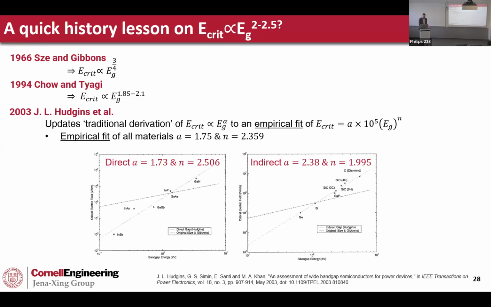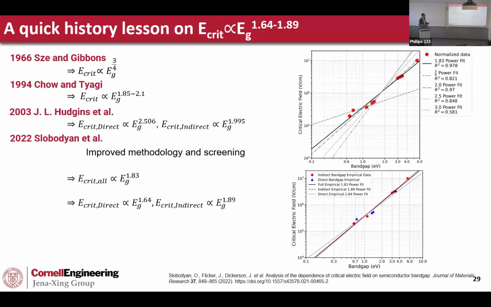This analysis was again done 20 years later by Professor, I'm going to butcher it, I apologize in advance, Slobodian, where he cut out some of the materials where there's been like one paper or not. And to our best knowledge, this is the trend of E-crit to EG. Now, this is useful for me for power electronics because part of the material motivation is this high E-crit. But this is also true for other fields, for example, like avalanche photodiodes, where you actually care a lot about how this trends as you alloy it.